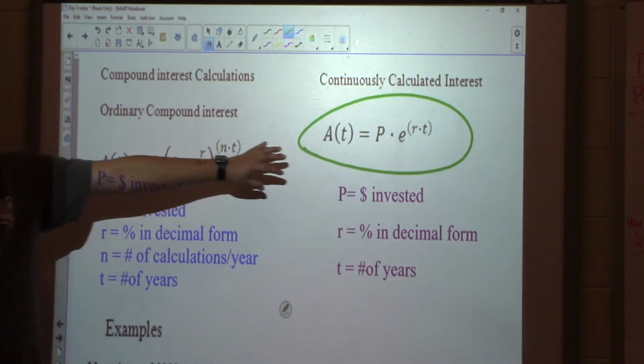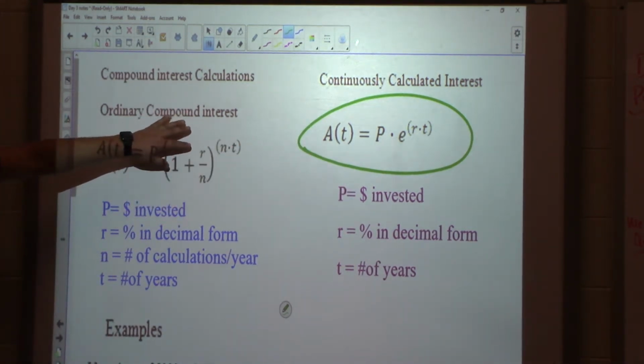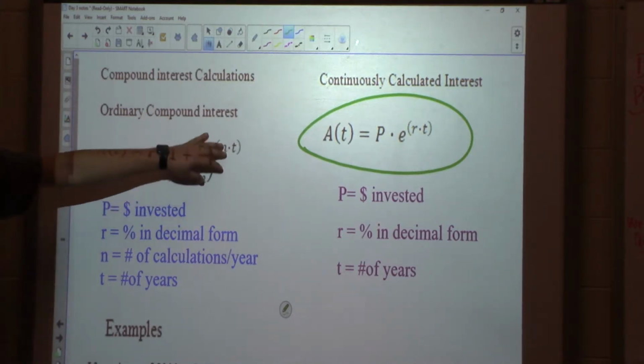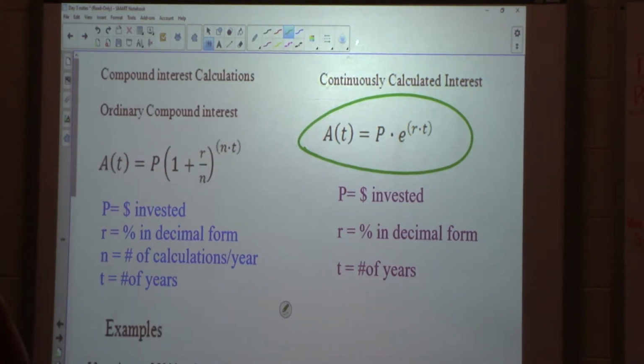Any other compounding, quarterly, monthly, daily, we're still using that formula from last unit. Is that written on there? Okay, I see some people writing things down. Are we good to try some problems? We're going to do compounded continuously first, then we'll try solving.